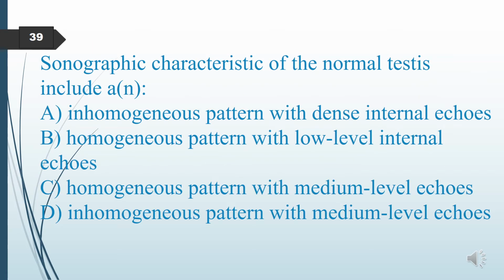Sonographic characteristics of the normal testis include: A. Homogeneous pattern with dense internal echoes. B. Homogeneous pattern with low-level internal echoes. C. Homogeneous pattern with medium-level echoes. D. Inhomogeneous pattern with medium-level echoes. The answer is C. Homogeneous pattern with medium-level echoes.